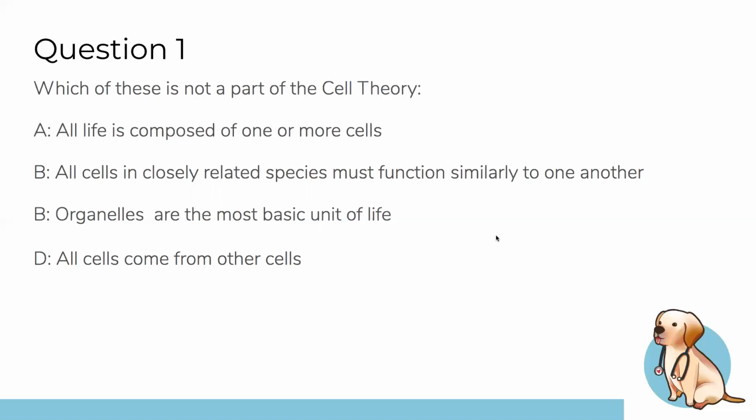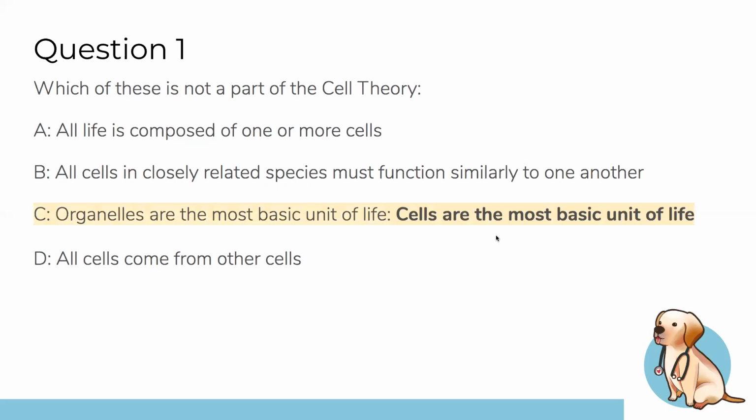So, which of these is not part of the cell theory? Put your answer in the comments if you want to. Have a think about it. I'll give you a couple of seconds. So the answer is C, because cells are the most basic unit of life. B is one from the modern cell theory, so technically it is still part of the cell theory.